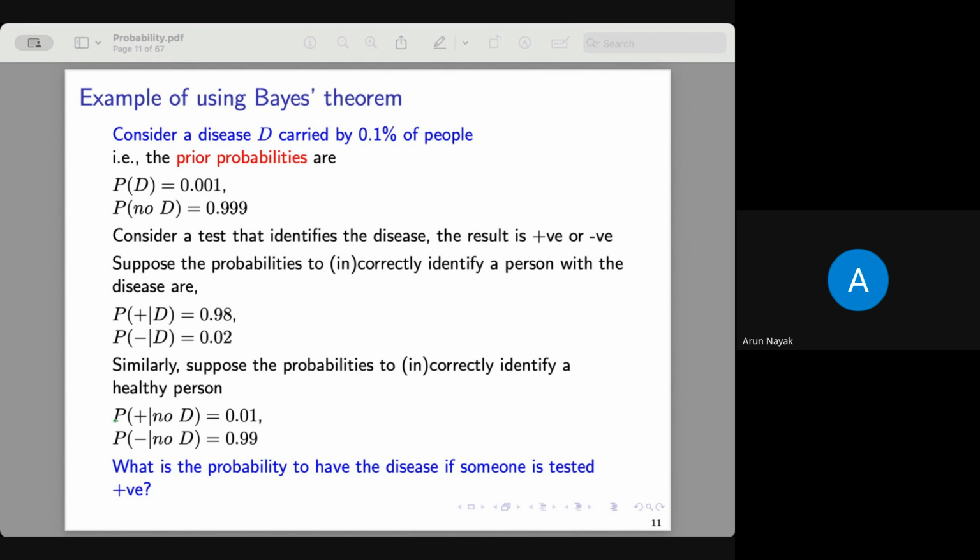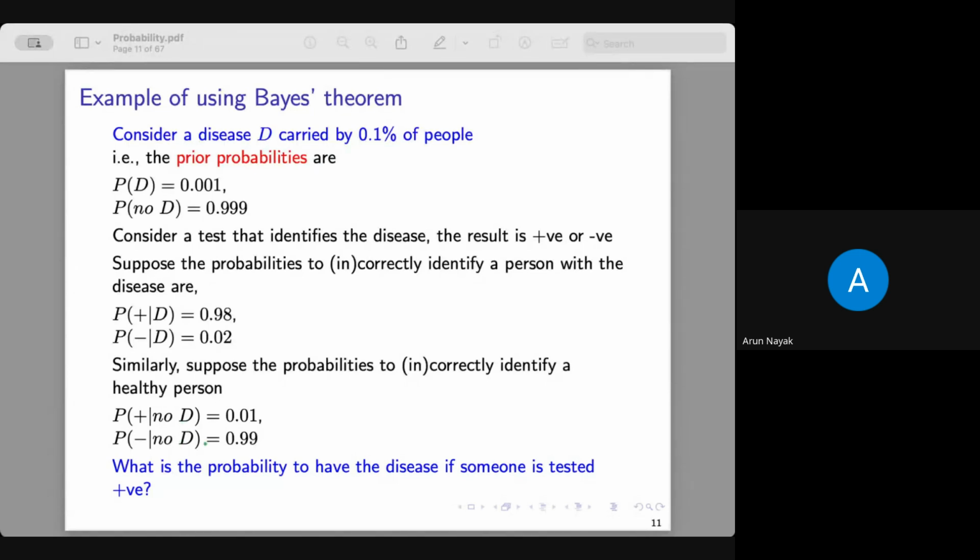Okay, now similarly, suppose a healthy person has some symptoms and does the test. The test gives a positive result without the person having the disease. That's 1%, and gives a negative result without the disease. That's 99%. That's sort of expected, right?